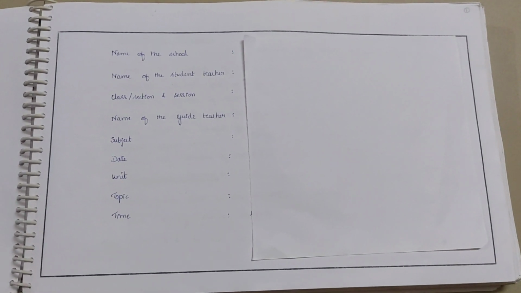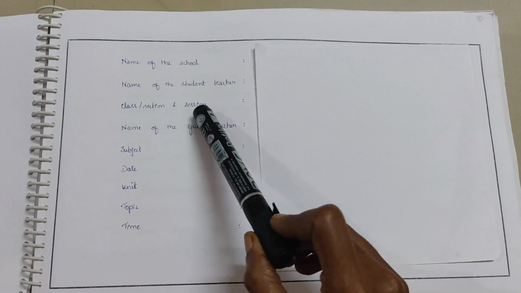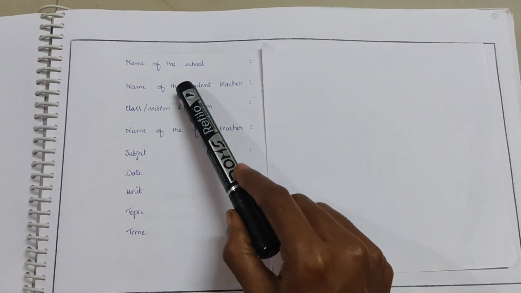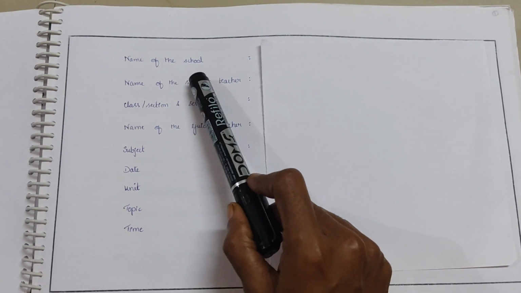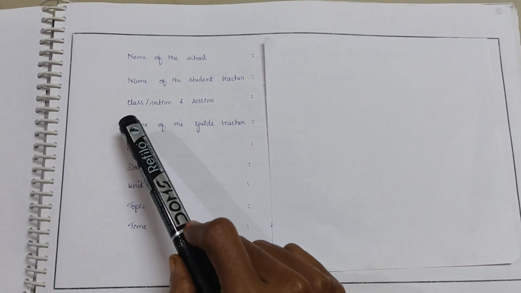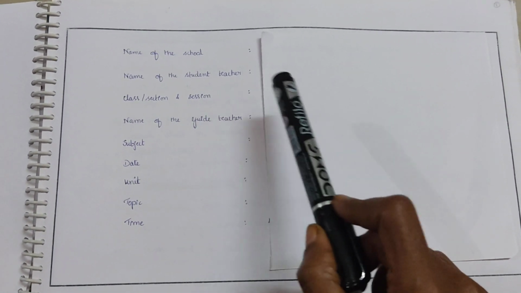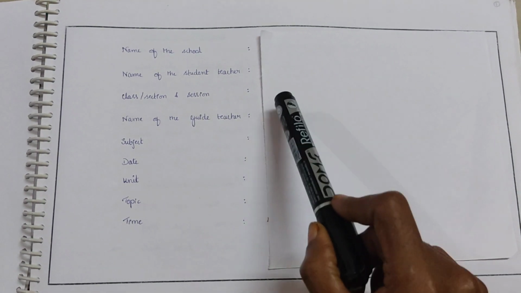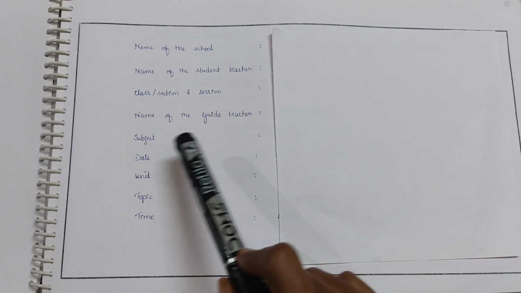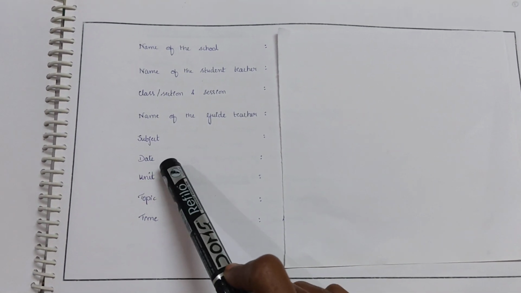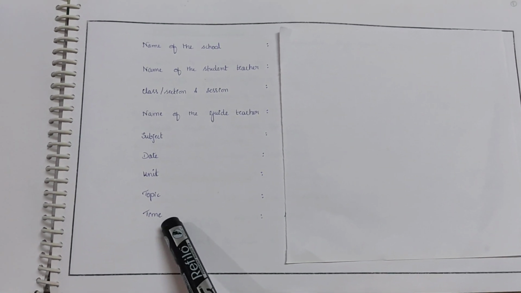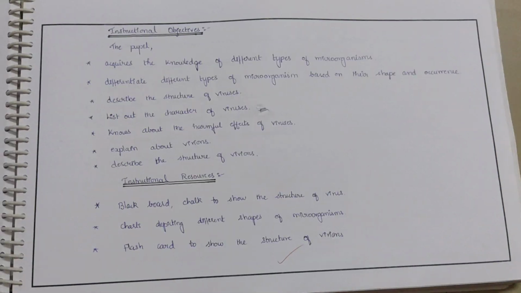Now the first page. Let's see. We have to fill up a few details like the name of the school we have chosen for our training. Next, name of the student teacher, that is your name. Class or section and session, here I have chosen 8th standard, so I will be writing 8th. Name of your guide teacher, then subject, date, unit, topic and time duration. The time duration will be 45 minutes.